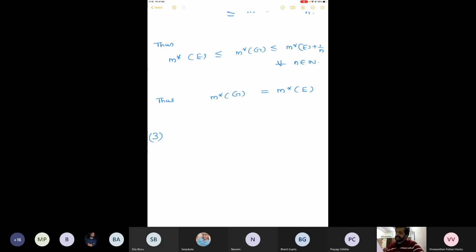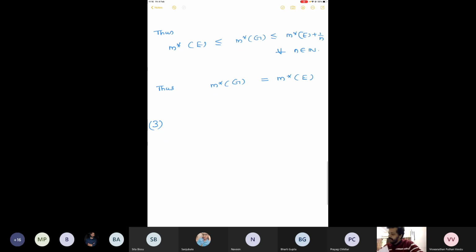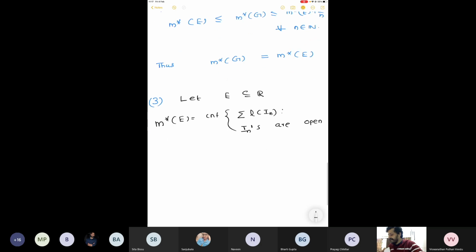So let me fix some notations first. Okay. M star E, you know, by definition is the following. Let E be a subset of R. M star E is the M star that we have defined. M star of E is equal to the infimum of the summation of L of In, where INs are open intervals, and E is contained in the union over n of In. Each In is an open interval. So this is how we define M star.